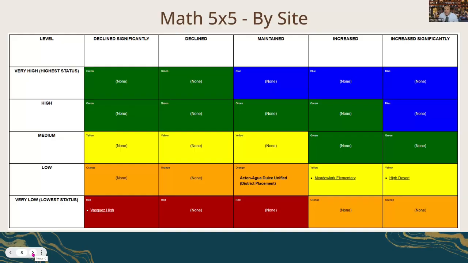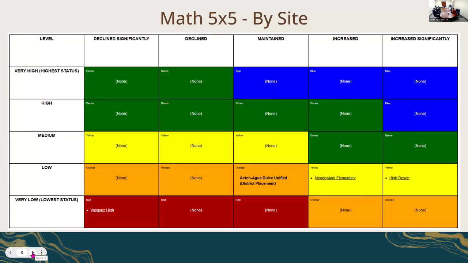Okay, I get it now. So wherever it says Vasquez or Meadowlark, that's where we're at right now. So at Meadowlark, we're low on math, but we did increase. Is that correct? Yes. And then High Desert. So everything else above that just means nothing. It's just placeholders, right? Where we could be. Yes. I get it. So I just got to look for where it says the school name. Okay. I get it now.